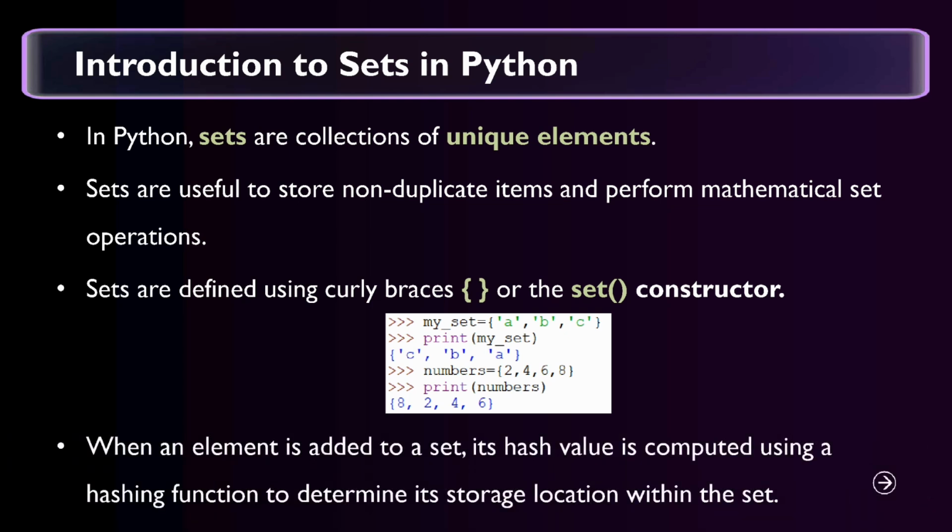When an element is added to a set, its hash value is computed using a hashing function to determine its storage location within the set. Since the hash value of an element remains consistent regardless of the insertion order, the storage location is determined predictably. However, this does not guarantee that elements will be stored or retrieved in the same order they were inserted.